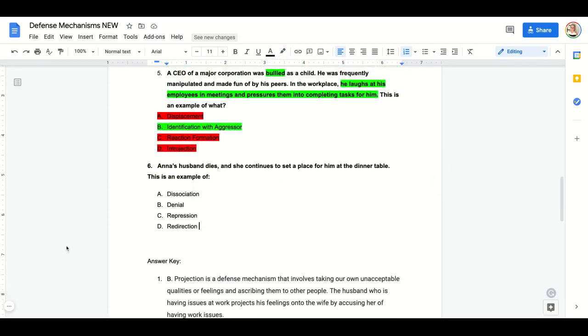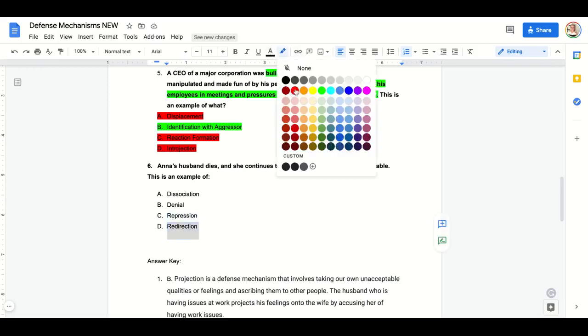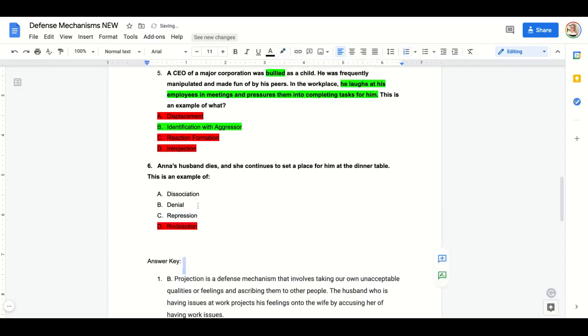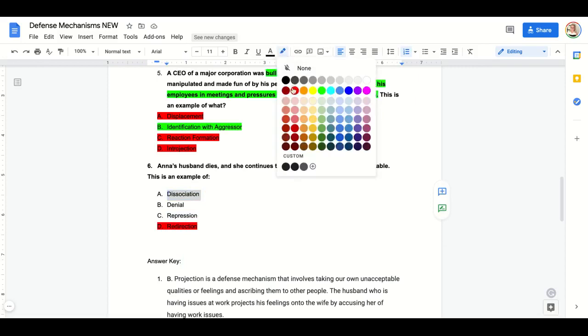Anna's husband dies and she continues to set a place for him at the dinner table. This is an example of A, dissociation, B, denial, C, repression, or D, redirection? We know it's not redirection. That's not even a defense mechanism. It's not dissociation. We're not seeing any of that out-of-body stuff happening.